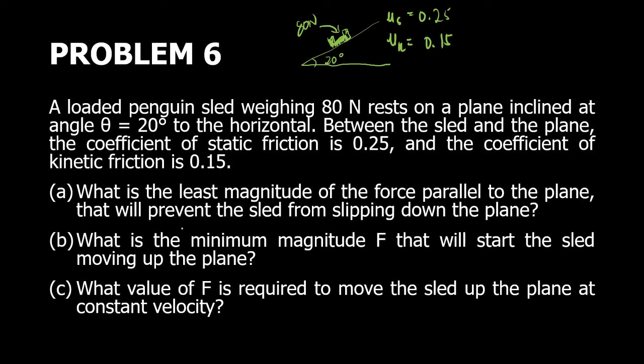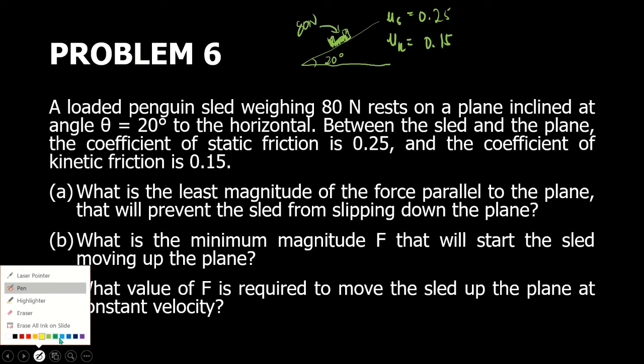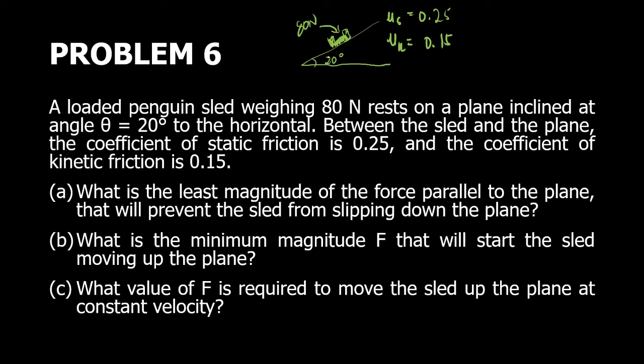Letter A is the magnitude of force parallel to the plane that will prevent the sled from slipping down the plane. So if we will illustrate the free body diagram for letter A, you apply a force parallel to the plane and the sled is prevented from slipping down the plane. From the figure, there is a normal force. Then we apply a force parallel to the plane. This is our plane, so that is parallel, so that would be F.